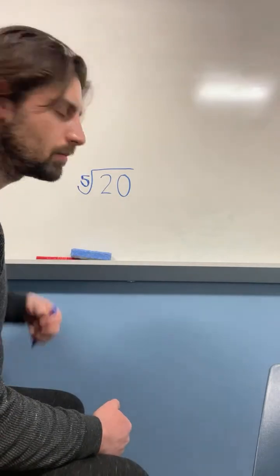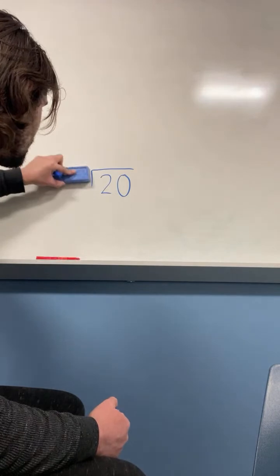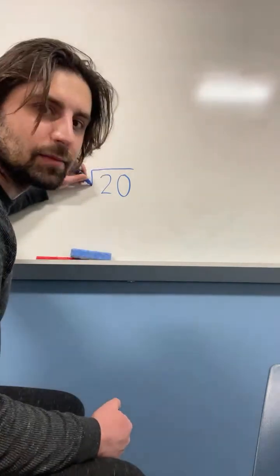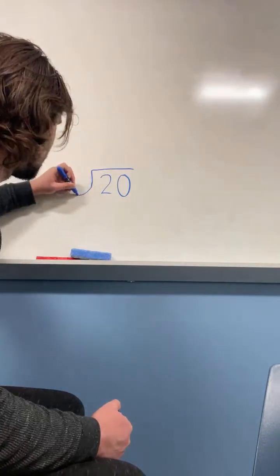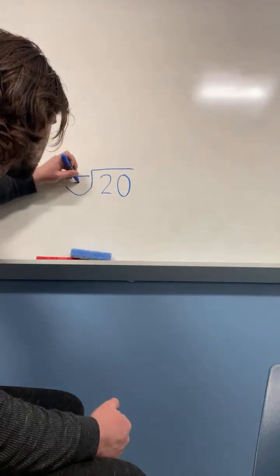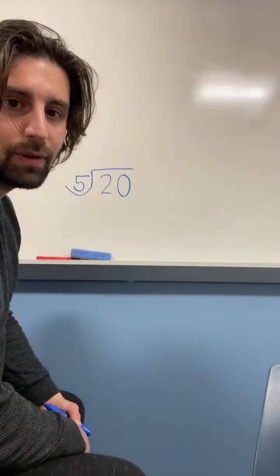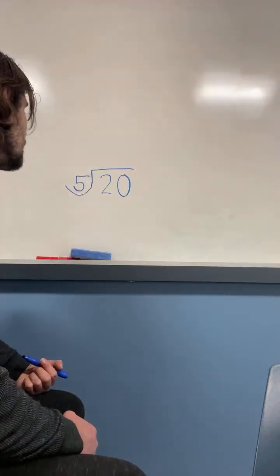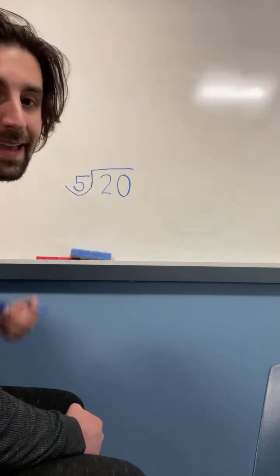So this problem, you know what? Let me make the number on the outside a little bit distinctive, because I want you to be able to see very clearly each of these numbers. 20 divided by 5. So we have a total of 20, and we want to figure out how many groups of 5 we can get into 20.